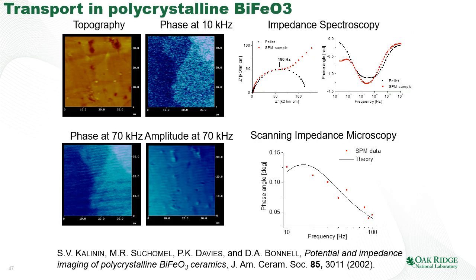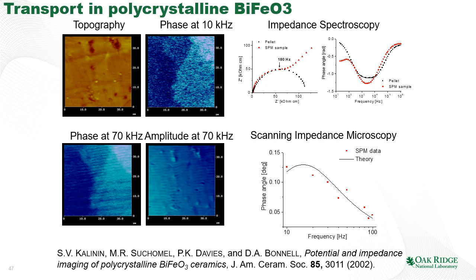Now, can we extend these methods to polycrystalline materials? The answer is yes, of course. This is the example of the topography and the scanning impedance microscopy measurements on the bismuth ferrite ceramic. There was a time when this material was actually explored in the ceramic form, not only the thin film forms. It is possible to see the potential drops and phase changes at 10 kilohertz. But for example, at 70 kilohertz, they look totally different.